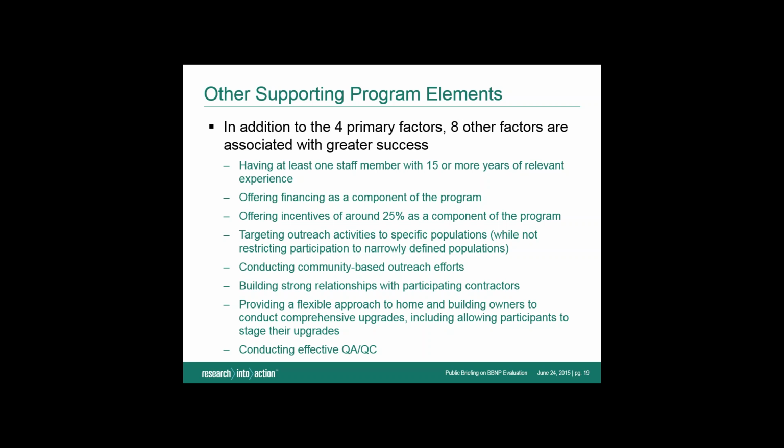So clearly having someone on staff with at least 15 years of experience in some aspect, either efficiency or program management or finance, was very valuable to programs. Offering financing was another benefit that really worked for programs. Those programs that offered incentives around 25% of the cost of the measure as a component of their program were more successful than those who offered more or less. Targeting outreach activities to specific populations, but not restricted populations. So those that targeted just a small neighborhood or a small group of customers weren't as successful as those who targeted similar types of neighborhoods, say, or similar types of people.